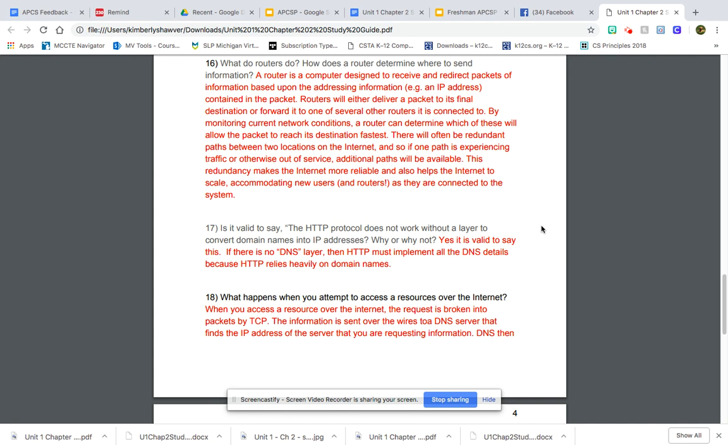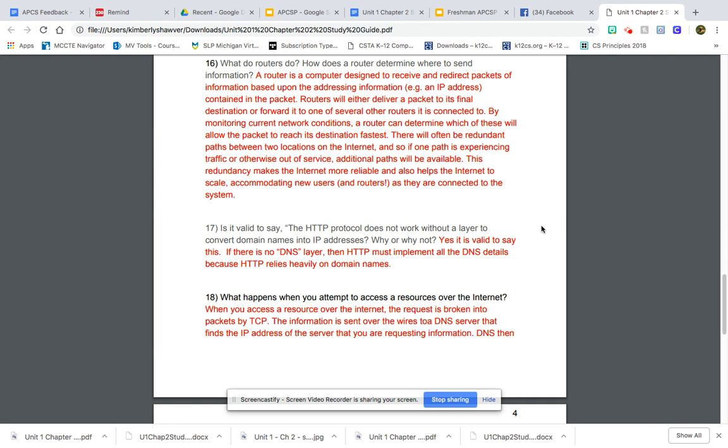This redundancy makes the internet more reliable and also helps the internet to scale, accommodating new users and routers as they are connected to the system. If I have a file like an image and it is broken down into packets, those packets are sent across, and each packet could potentially take a different path to its final destination.